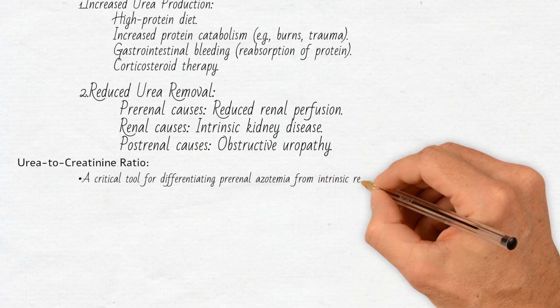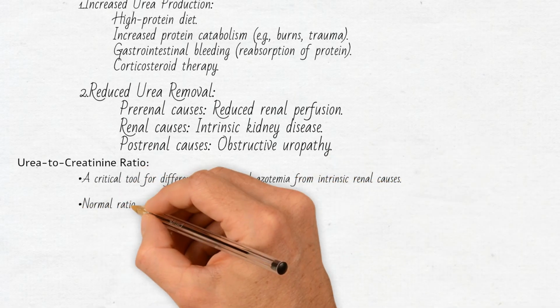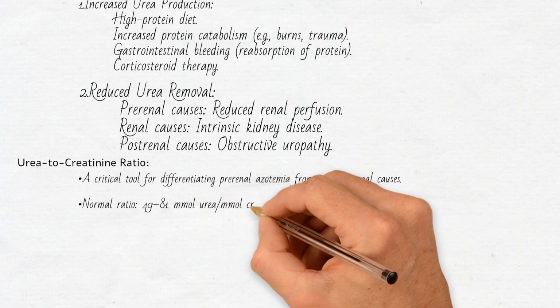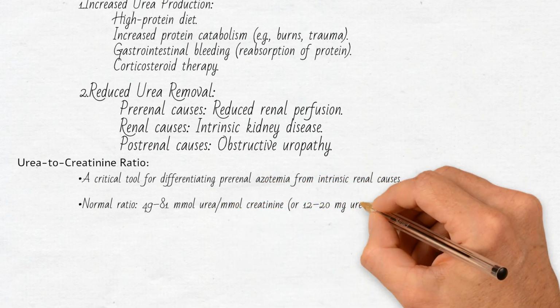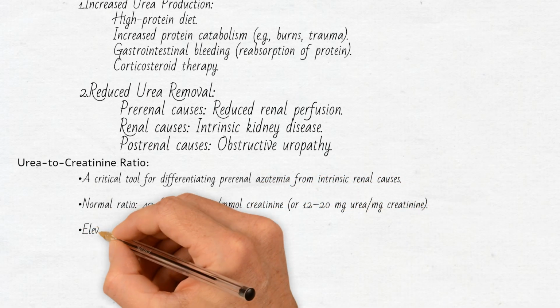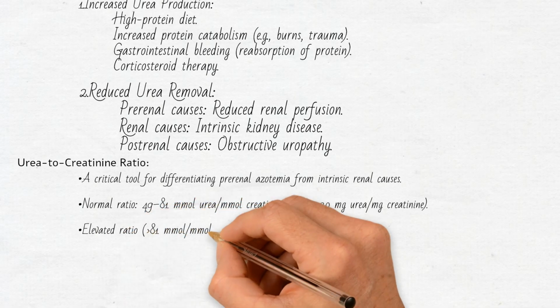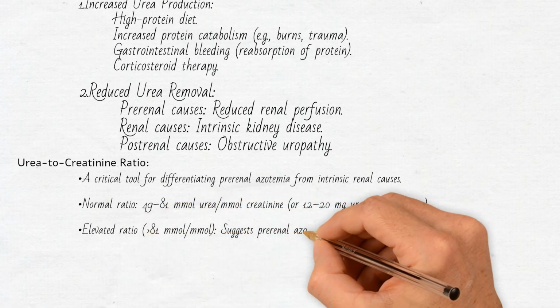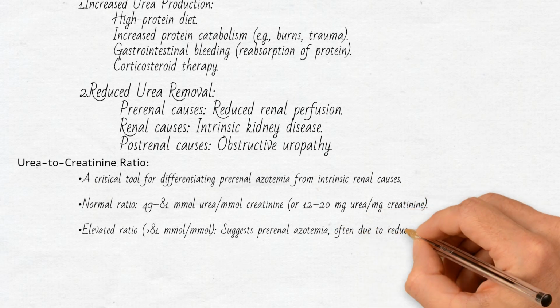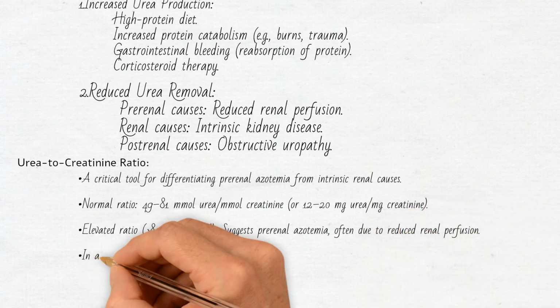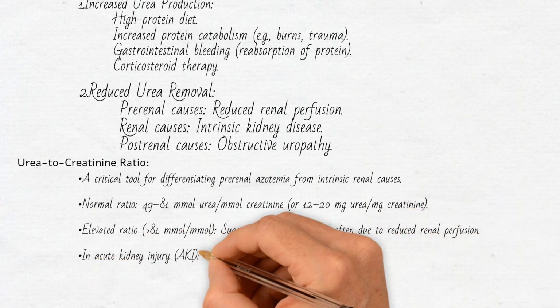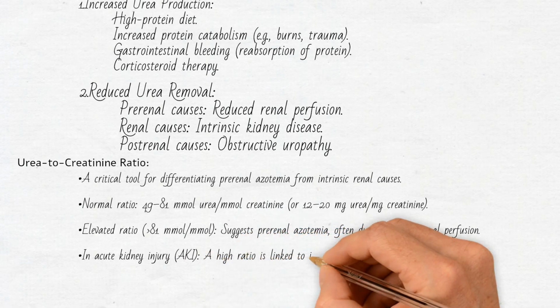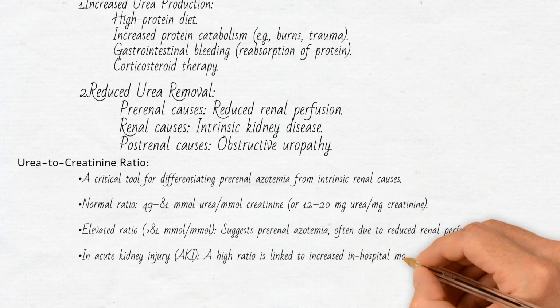Normal ratio, 49 to 81 millimole urea per millimole creatinine, or 12 to 20 milligrams urea per milligram creatinine. Elevated ratio, greater than 81 millimole per millimole, suggests prerenal azotemia, often due to reduced renal perfusion. In acute kidney injury, AKI, a high ratio is linked to increased in-hospital mortality.